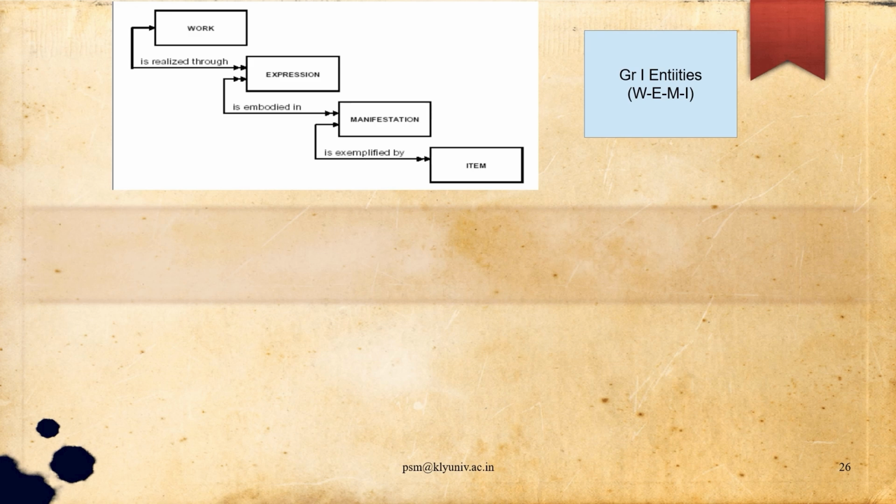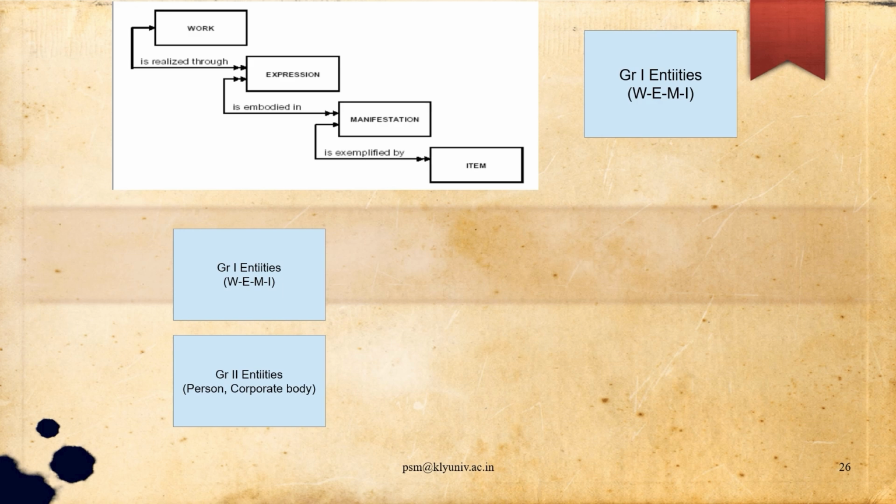Here in this relation, you can see somewhere it is a single arrow, somewhere it is a double arrow. Single arrow means, when you are going from work to expression, one work may have many expressions. That's why this one is a one to many relationship. But when you view from expression to work, one expression may originate from one and only one work. So here the relationship is n is to 1, and here 1 is to n. This is the kind of relationship we have in the bibliographic data model.